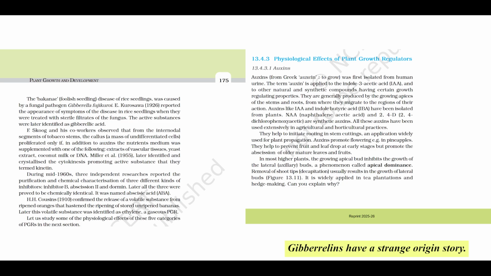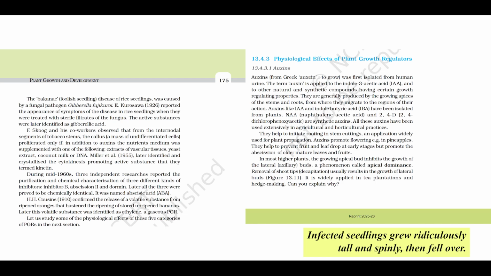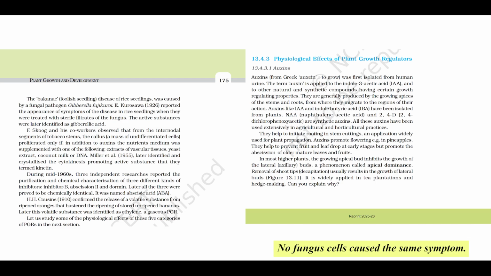What about gibberellins? Gibberellins have a strange origin story, the bakanae, or foolish seedling disease in rice in Japan. Infected seedlings grew ridiculously tall and spindly, then fell over. It was caused by a fungus, Gibberella fujikuroi. A fungus causing tall growth. Weird. Very. In 1926, E. Kurosawa found that treating healthy seedlings with sterile filtrates of the fungus, just the liquid the fungus grew in, no fungus cells, caused the same symptom. So the fungus released a chemical. Exactly, a growth-promoting substance. Later, these active substances were identified as gibberellic acid. Okay, gibberellins from a rice disease fungus.